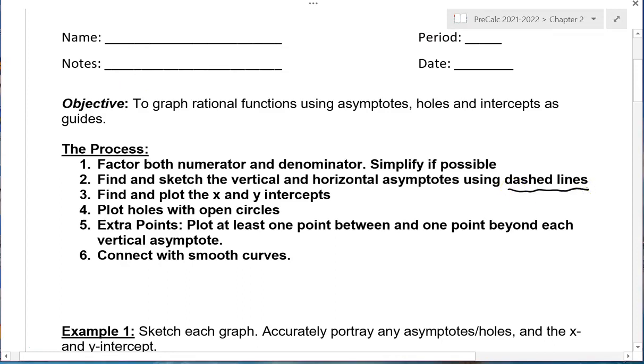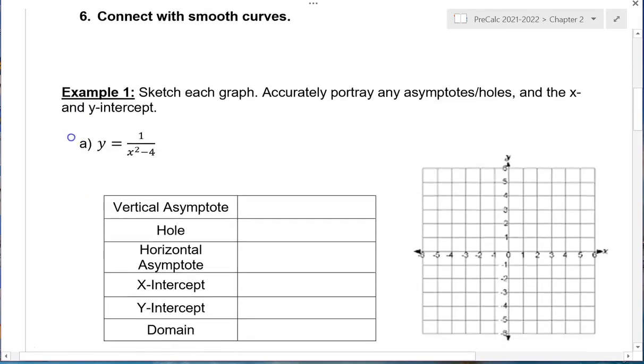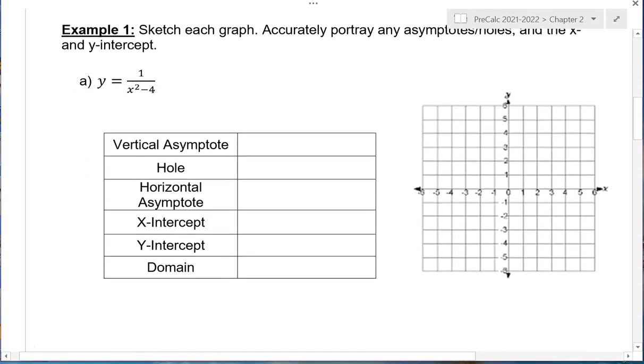And we're going to plot the x and the y intercepts, plot holes using open circles, and then we're going to get some extra points. We're going to need at least one point between and one point beyond each vertical asymptote. And once we have all of that, we can connect things with a nice smooth curve. So here's our first example. We're going to sketch the graph and accurately portray the asymptotes, holes, and the x and y intercepts. Everything else is going to be just a sketch, so it's not going to be perfect, but we will have the general shape.